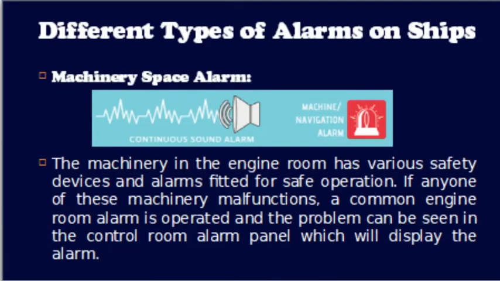So, the machinery space alarm. Same as the navigational alarm, it is also activated via a continuous sound alarm. The machinery in the engine room has various safety devices and alarms fitted for safe operation. If any one of these machinery malfunctions, a common engine room alarm is operated, and the problem can be seen in the control room alarm panel, which will display the alarm. So, dun sa panel na yun, makikita natin kung aling machinery yung may problema.